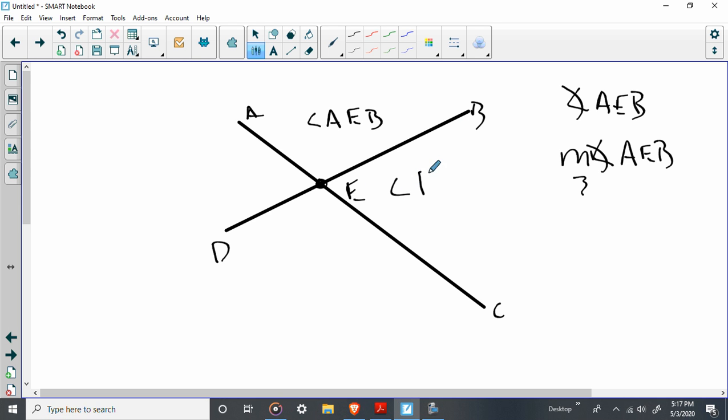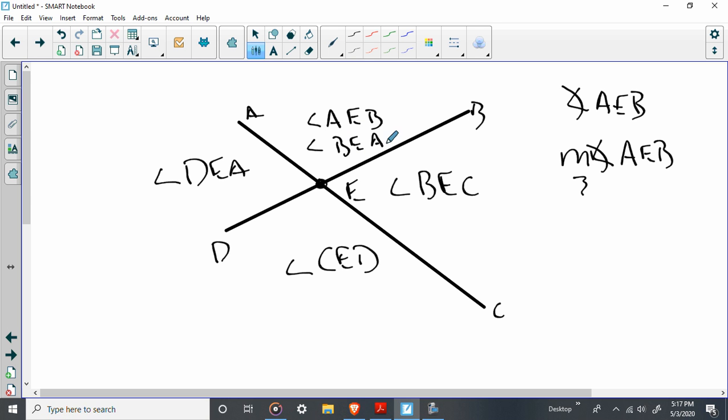But again, what's this angle? BEC. What's this angle? CED. And this one over here is angle DEA. Again, you could reverse all these. We can call this one BEA as long as E is in the middle. This one could be angle CEB as long as E is in the middle, right here. And this one could be angle DEC. Again, E is in the middle. And angle AED as long as, again, E is in the middle because E is where they all intersect.